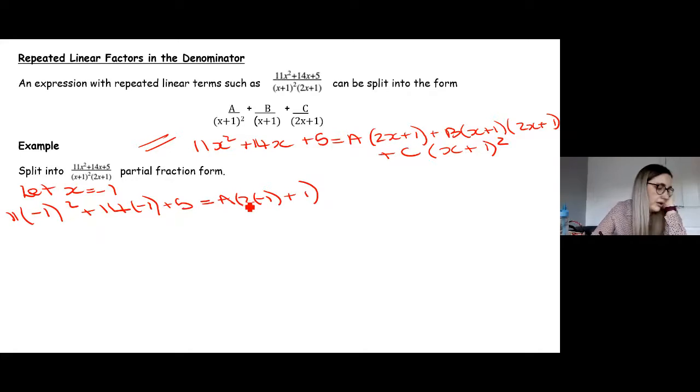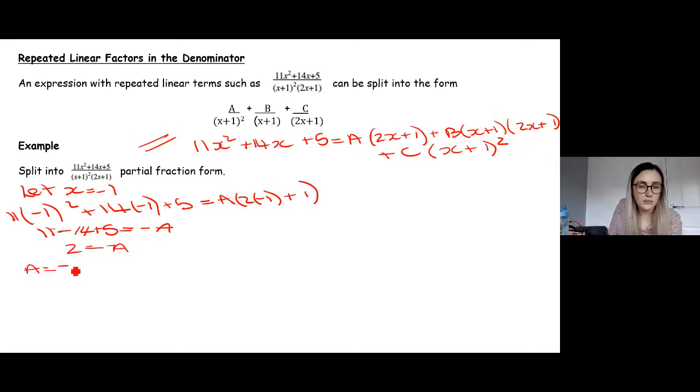plus 1. So if I solve all that, that's going to be 11, because that's a minus 1 squared, 11 minus 14 plus 5 going to equal, so minus 2 times minus 1 is going to be minus 1 plus 1, so that's going to give me a minus a. So that's 2 equals minus a, so a is going to equal minus 2.